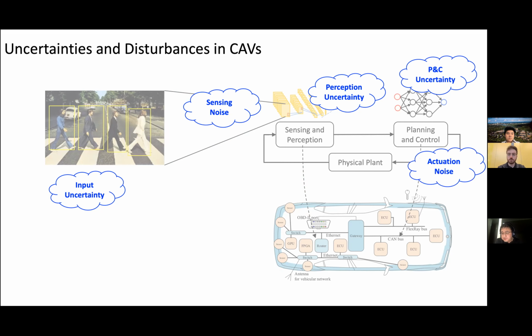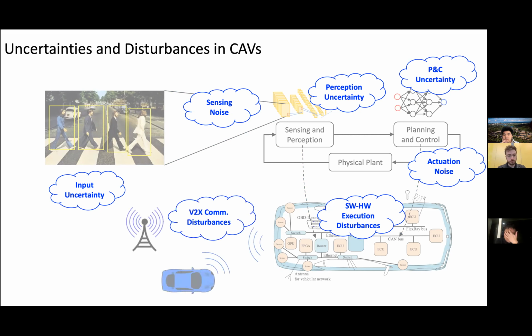And then you may have actuation noise. Then during the execution of the software on the hardware platform, there may be disturbances in their operation in terms of transient errors, timing violations, etc. Then in the case of communication among different agents, for instance between different vehicles or between vehicles and infrastructure, there could be disturbances to that communication as well, which adds to the challenges in analyzing system behavior.